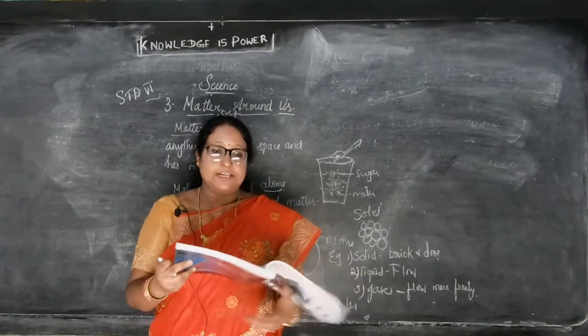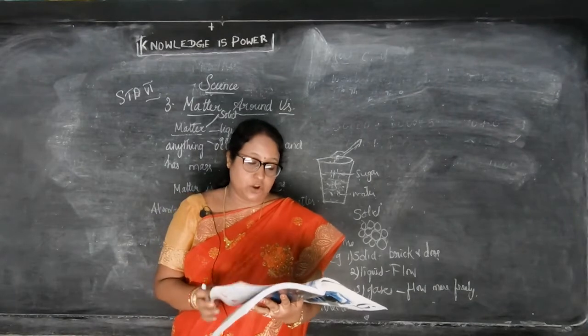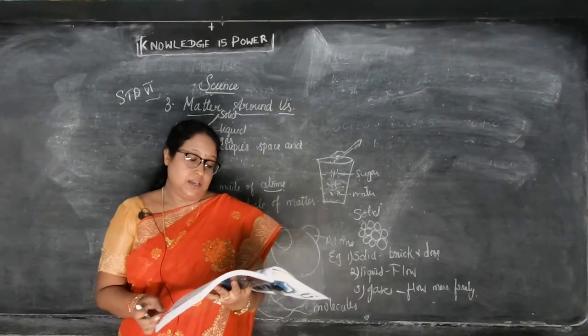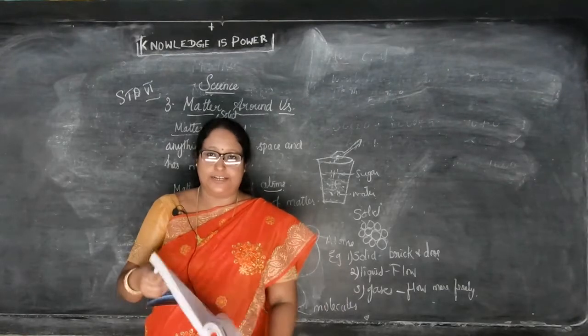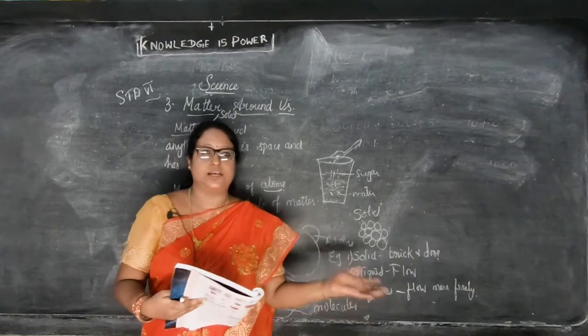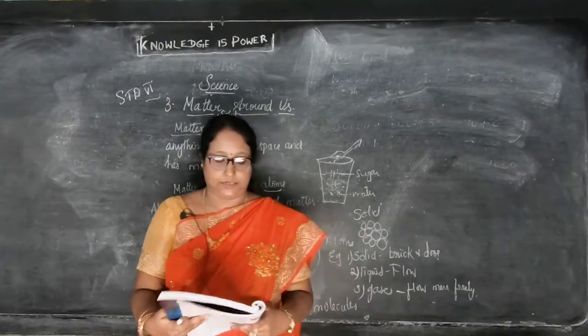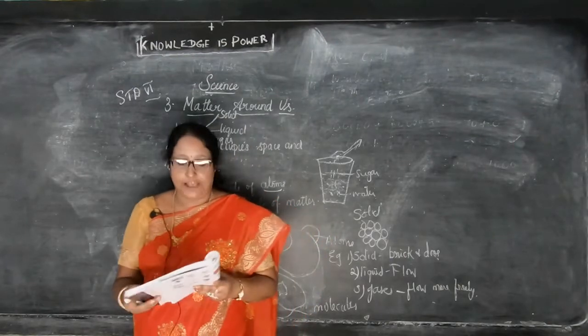Next we will see diffusion. Now let us place a book on the table. Let it not be disturbed. That is, we have to keep a book on the table and we should not disturb it. Now observe for 5 minutes, so you have to see after 5 minutes.